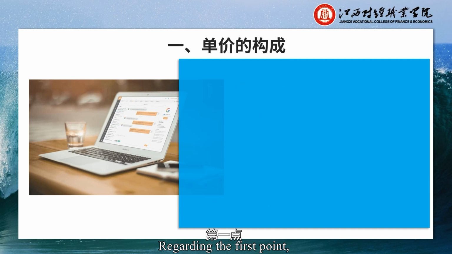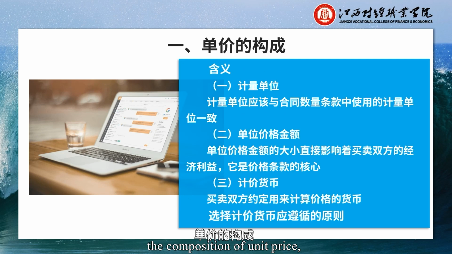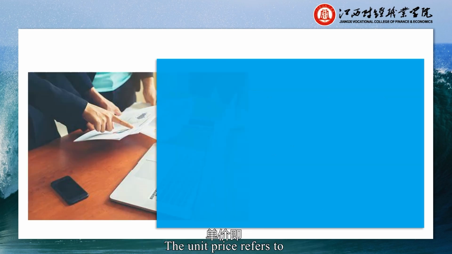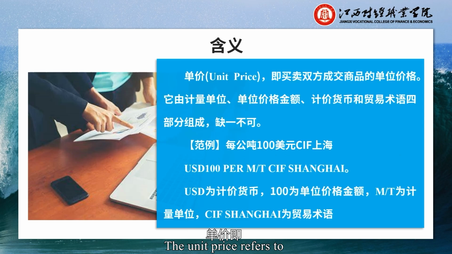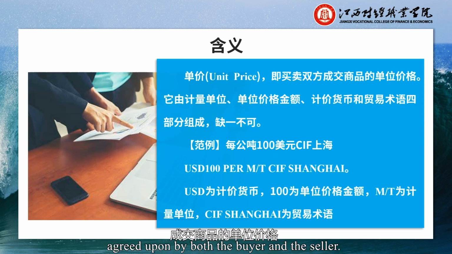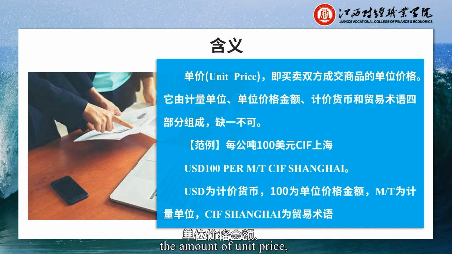Regarding the first point, the composition of unit price, we will focus on the meaning of unit price and the principles to follow when selecting the currency of valuation. The unit price refers to the price per unit of goods, agreed upon by both the buyer and the seller. It consists of four parts: the unit of measurement, the amount of unit price, the currency of valuation, and the trade term, all of which are essential.